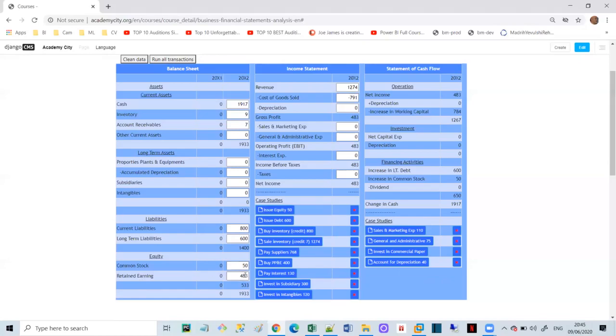What is retained earnings? Retained earnings is the profit we make that we don't distribute as a dividend. That means it's a profit that we keep in the company, and that's one of the sources of growth for the company. Okay, what I'm going to do now is do the whole thing again.